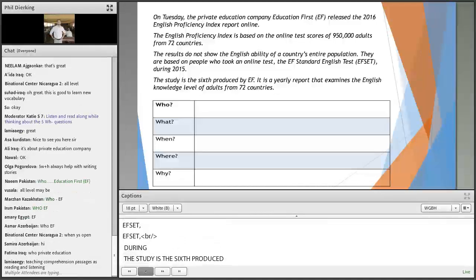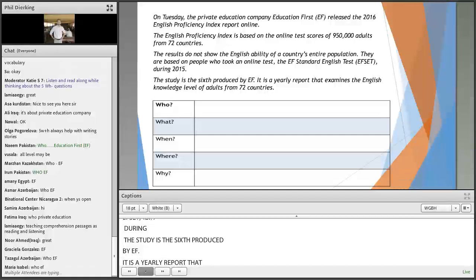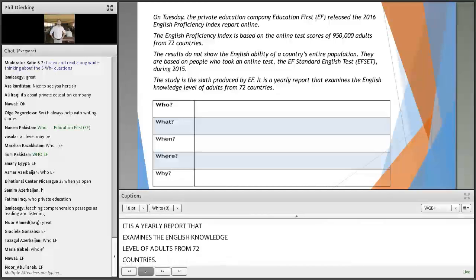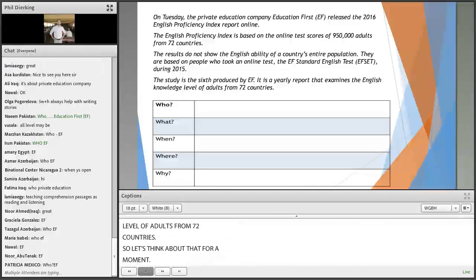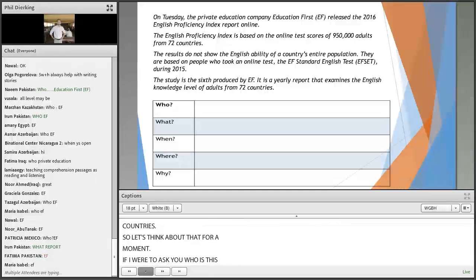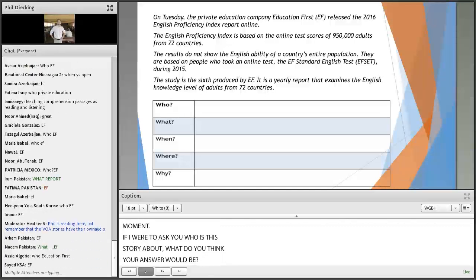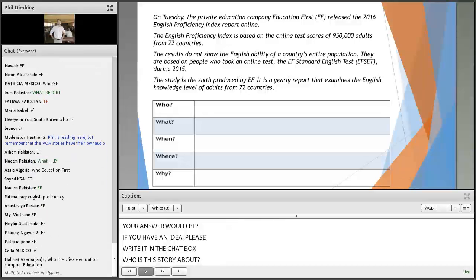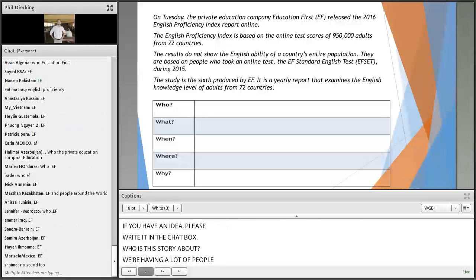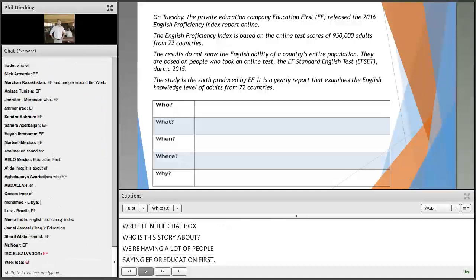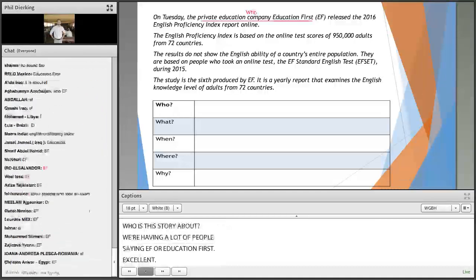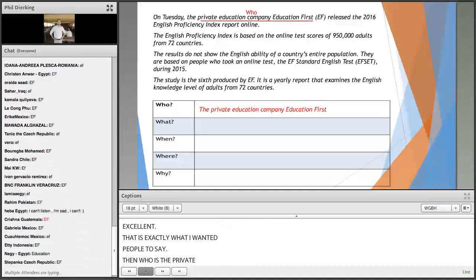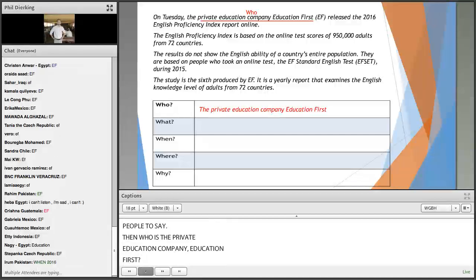Okay, so let's think about that for a moment. If I were to ask you who is this story about, what do you think your answer would be? And if you have an idea, please write it in the chat box. Who is this story about? Ooh, we're having a lot of people say EF or Education First. Excellent. That is exactly what I wanted people to say. The who is the private education company, Education First. So you can either underline it in the text or in this chart write in the answer, depending on what kind of activity you're doing.